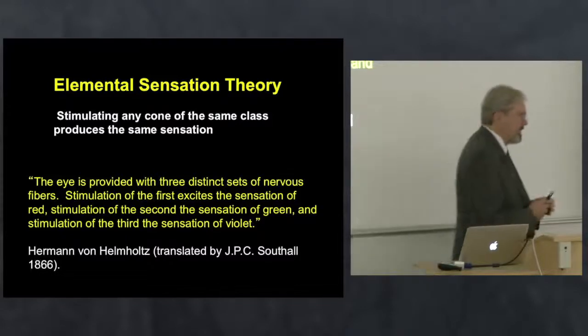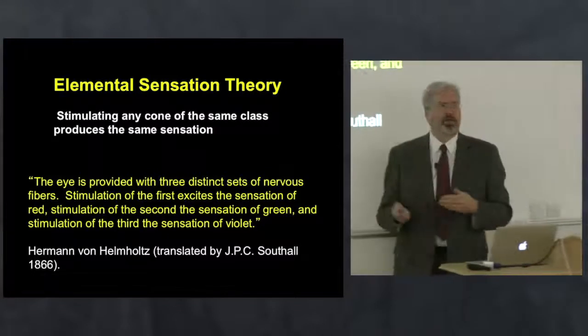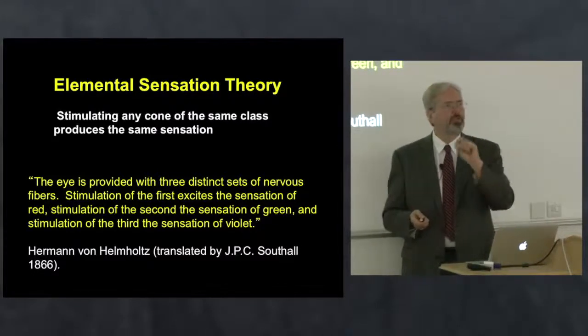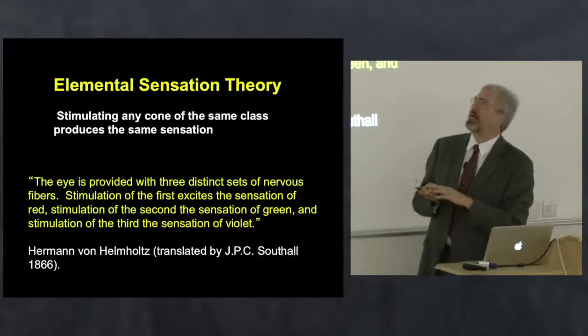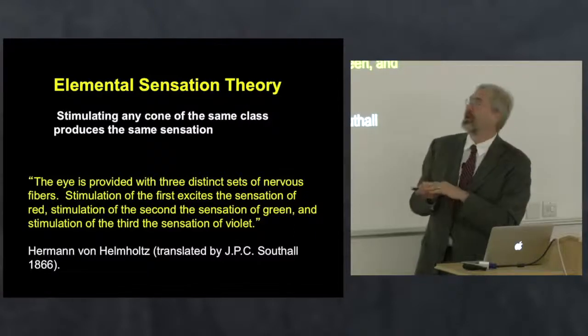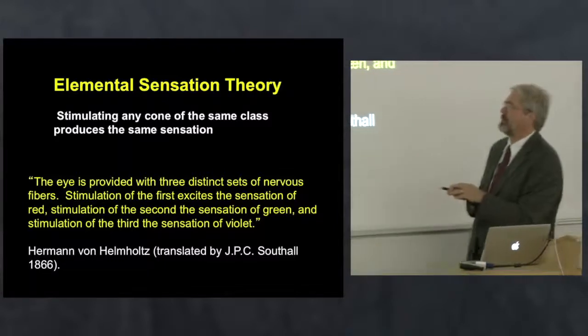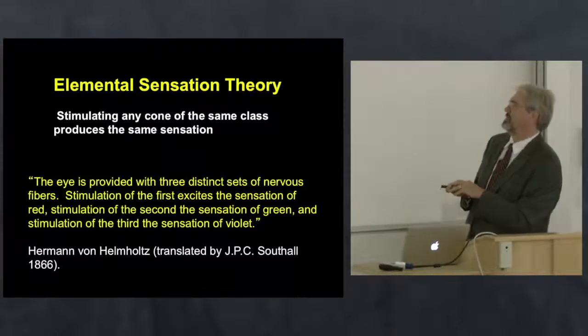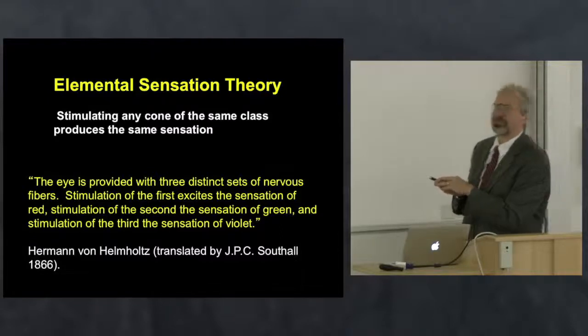And the expectation that most people held about that experiment, what would happen if you stimulated one cone at a time, is what I'm going to call, it's sort of a straw man theory here, but I'm going to set it up anyway. The elemental sensation theory is what I call it. And a good articulation of that theory comes from the work of Hermann von Helmholtz, who said in 1866 that the eye is provided with 3 distinct sets of nervous fibers. Stimulation of the first excites the sensation of red, stimulation of the second, the sensation of green, and stimulation of the third, the sensation of violet.